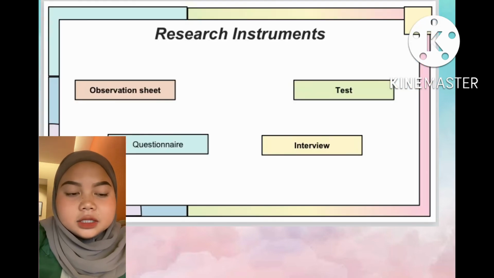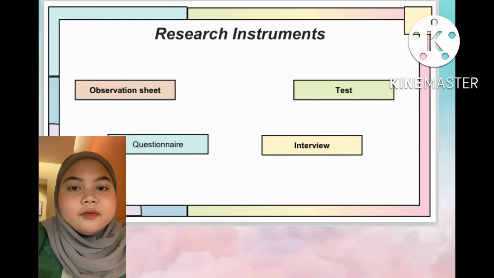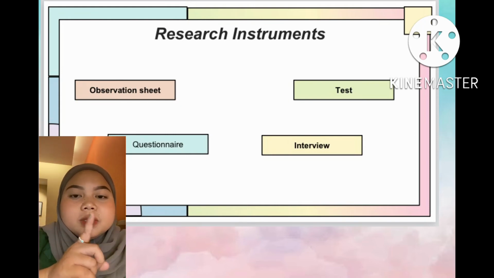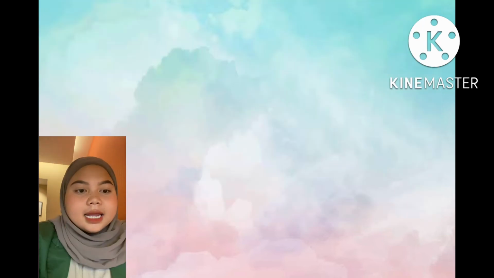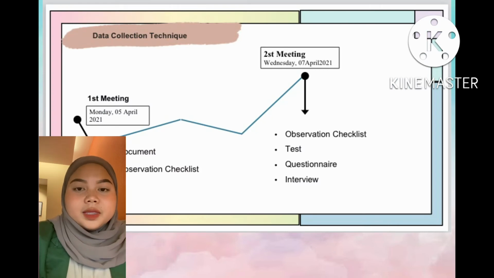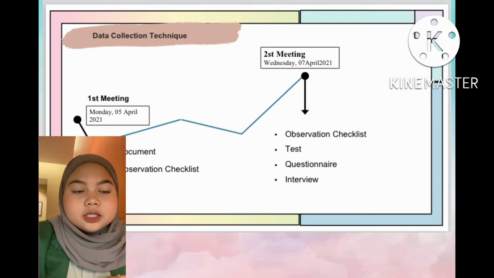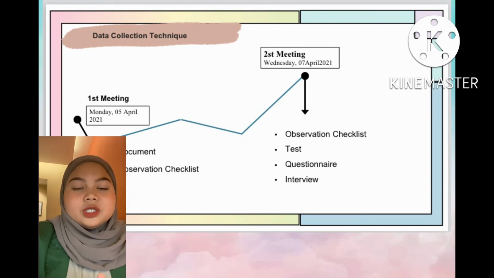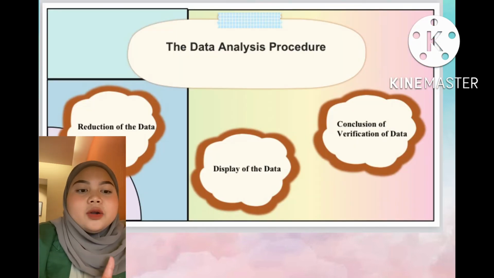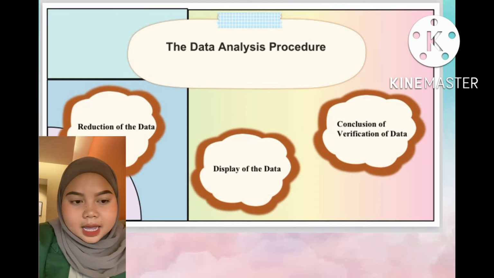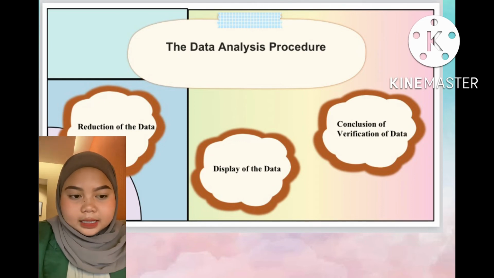Next is research instrument. In research instrument, we have 4: observation sheet, questionnaire, test, and interview. Next, data collecting technique. In the first meeting, I gave my students a document and observation checklist. And in the second meeting, I gave the student observation checklist, test, questionnaire, and interview. Next is the data analysis procedure. The data analysis procedure has reduction of the data, display of the data, and conclusion and verification of the data.